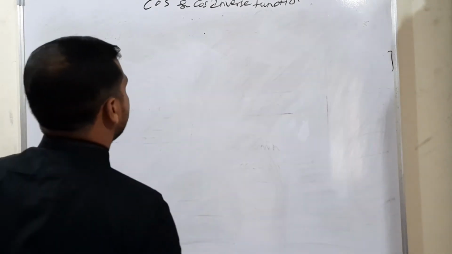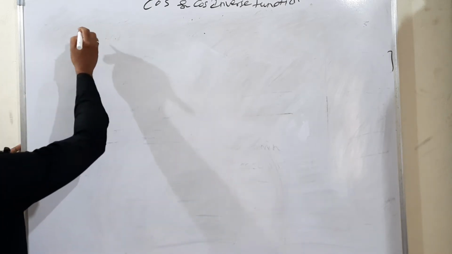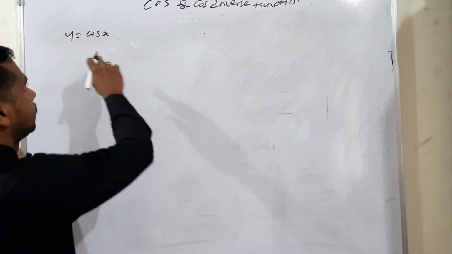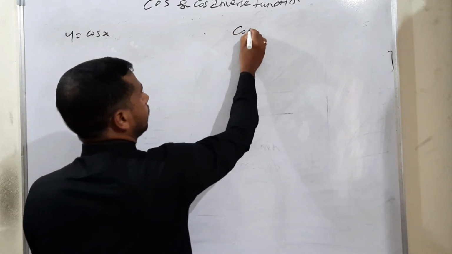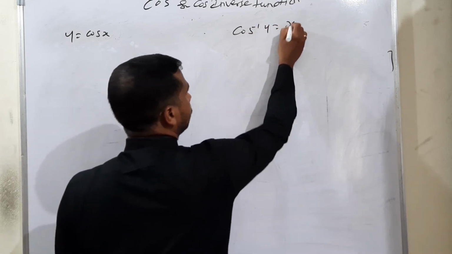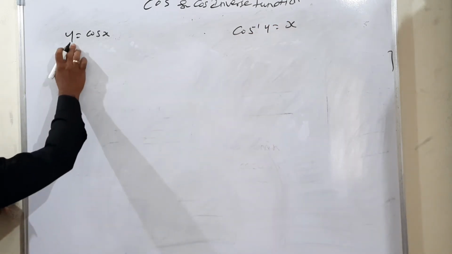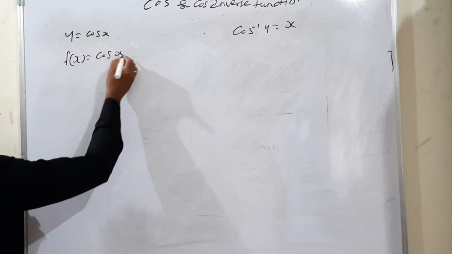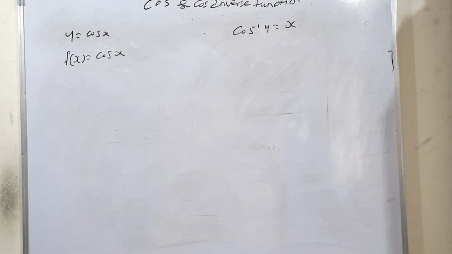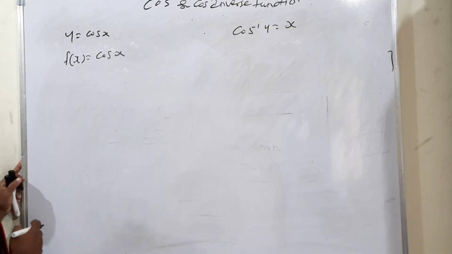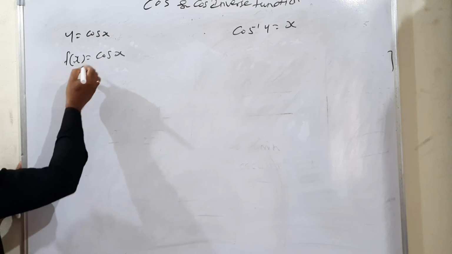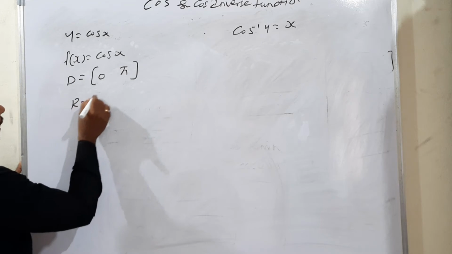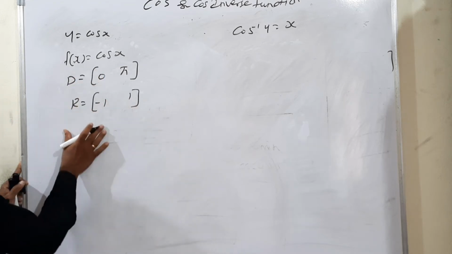So moving to another important point: the cos and cos inverse functions. Consider y is equal to cos x. How to find the inverse function? Swap the variables, and therefore cos inverse y is equal to x. Consider f of x is equal to cos x. Here what is the domain? The possible x values. Definitely the domain is 0 to pi, then the range is minus 1 to positive 1. This is cos x.